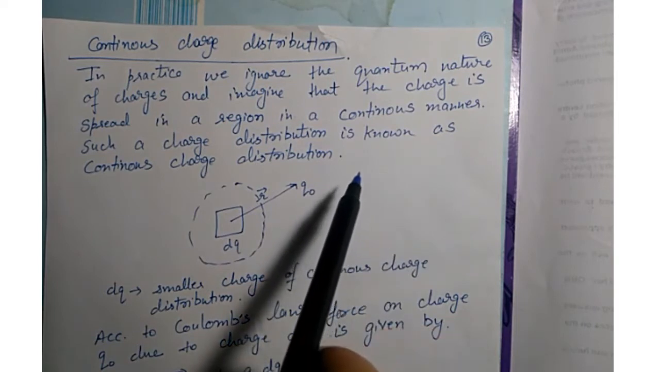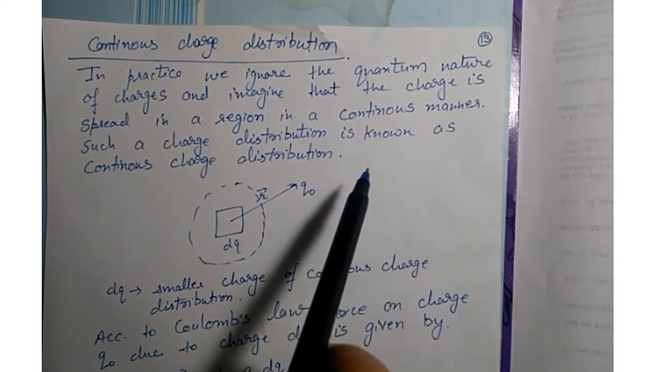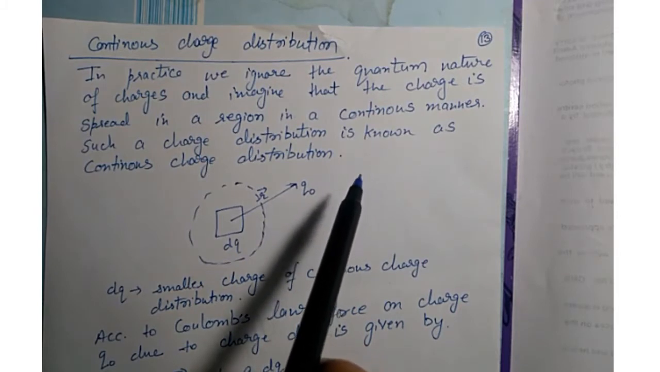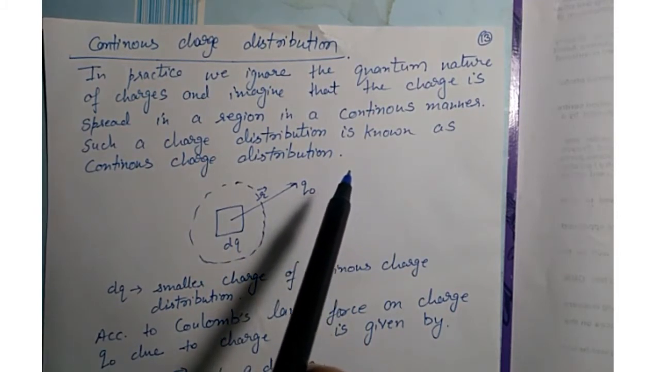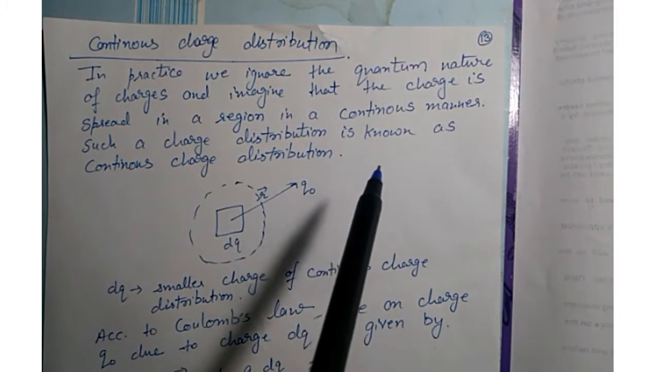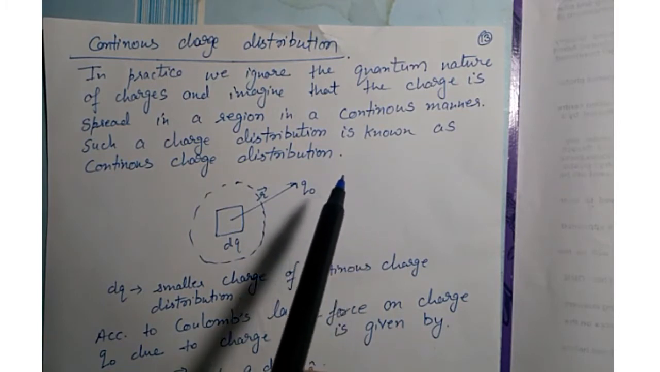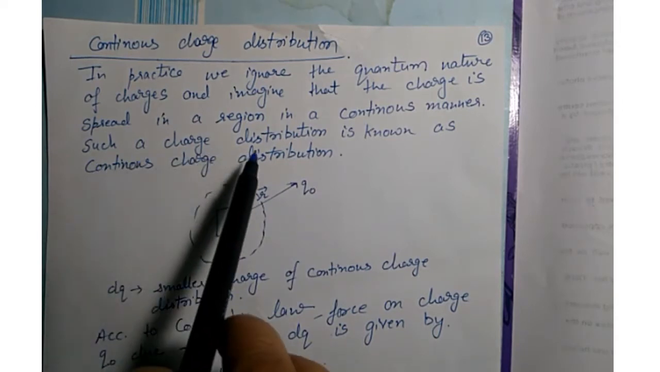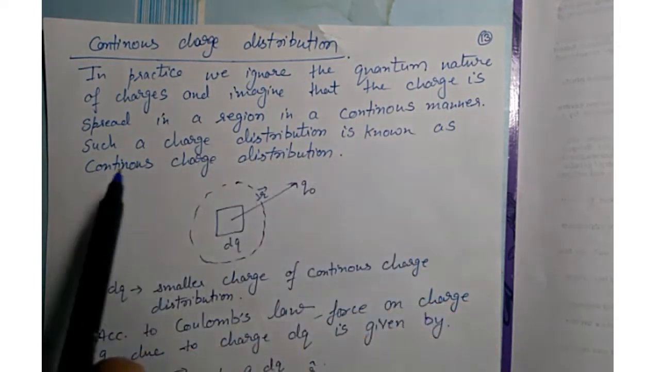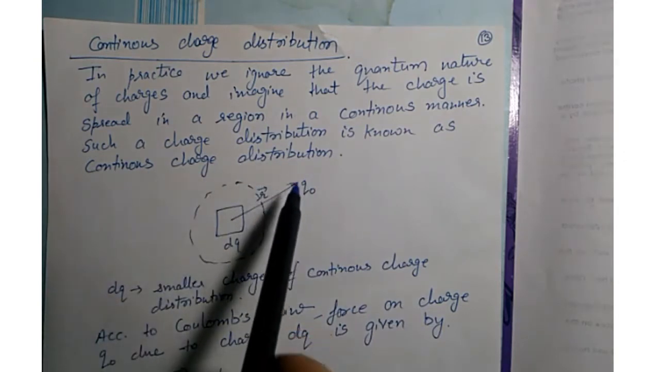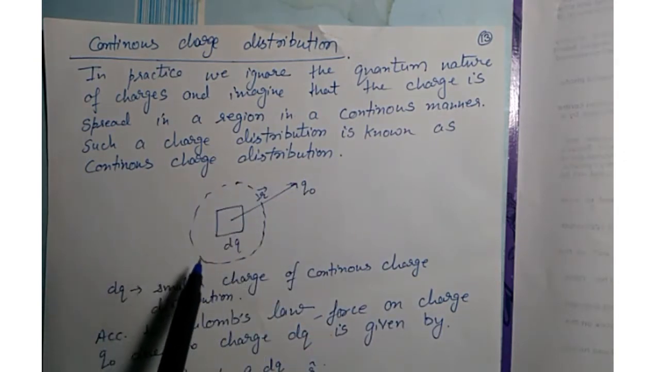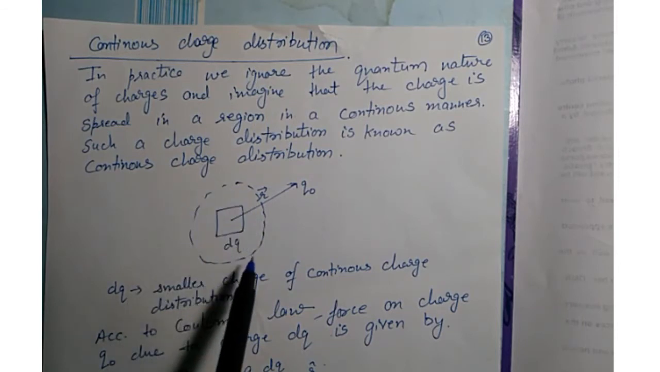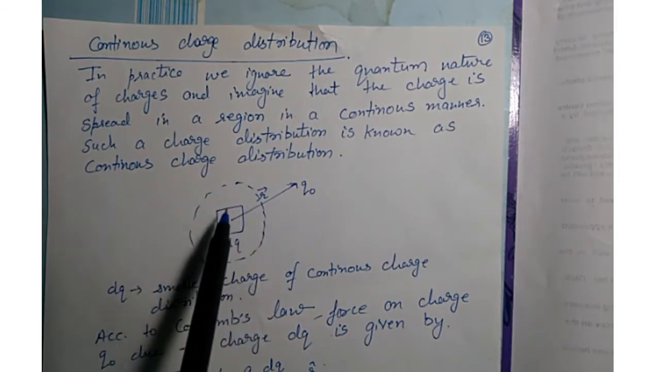The quantum nature is that the charges exist in discrete packets, but we consider the charges to be in a continuous manner. They are spreading over, or moving, in a continuous manner. Such a charge distribution is known as continuous charge distribution. Here we have an area, and the total charge Q is spread over this area.